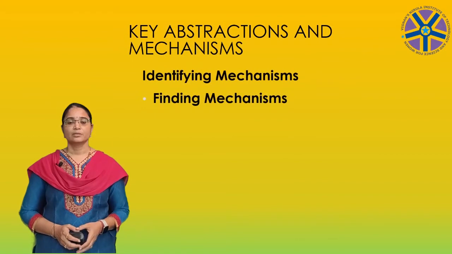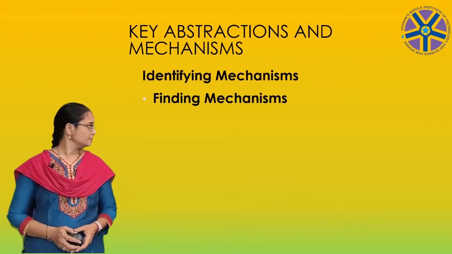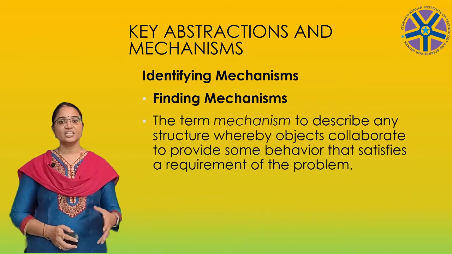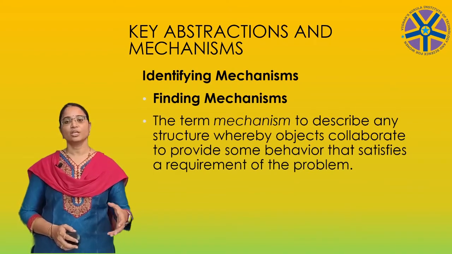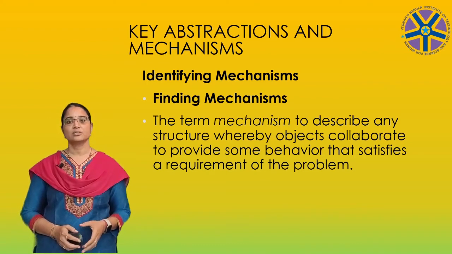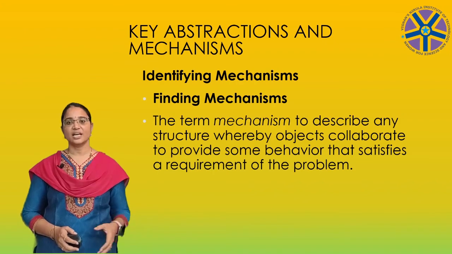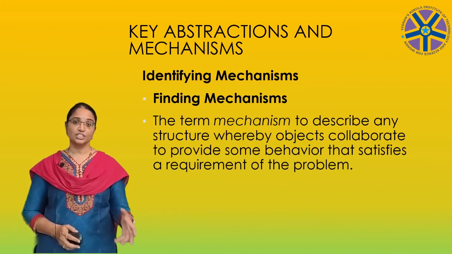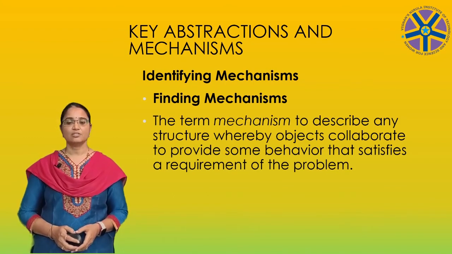Next, coming to identifying mechanisms. So how do you find the mechanism? We use the term mechanism to describe any structure whereby objects collaborate to provide some behavior that satisfies a requirement of the problem. Whereas the design of a class embodies the knowledge of how individual objects behave, a mechanism is a design decision about how a collection of objects cooperate. Mechanisms thus represent patterns of behavior.